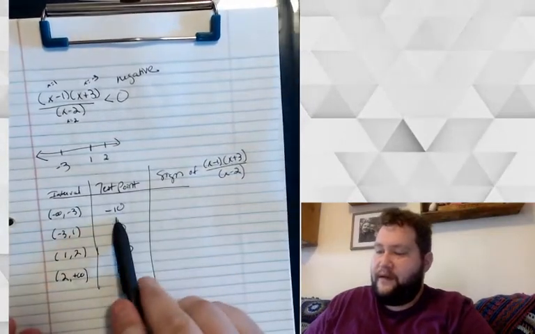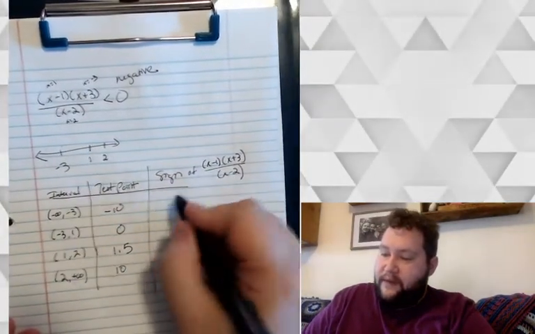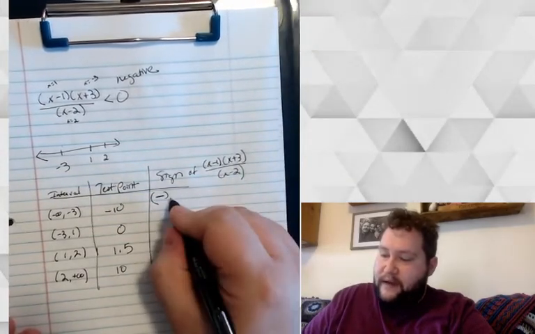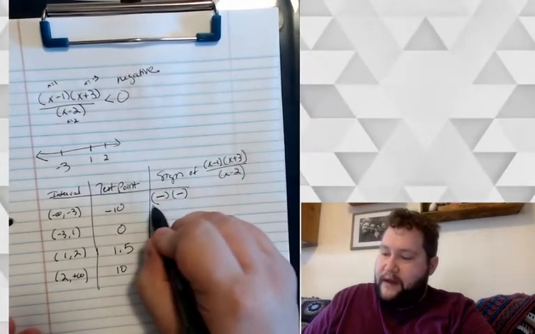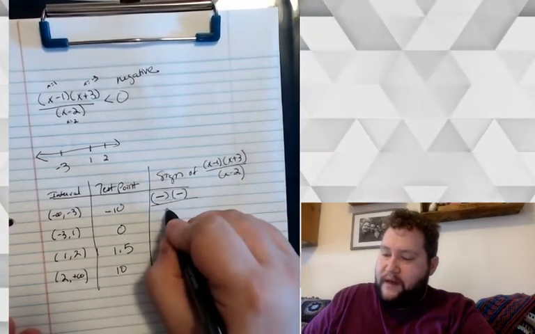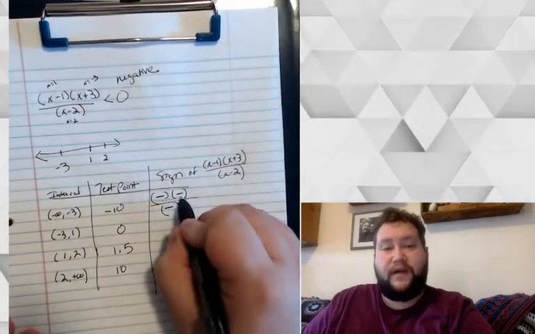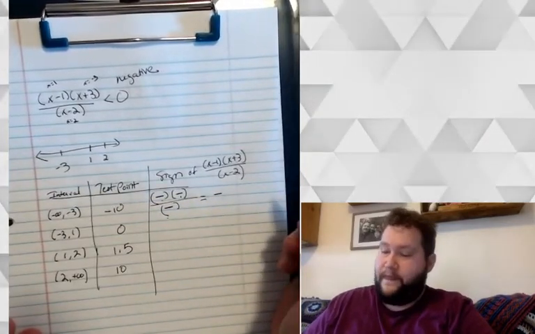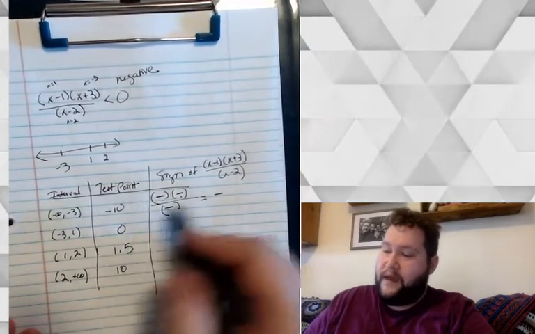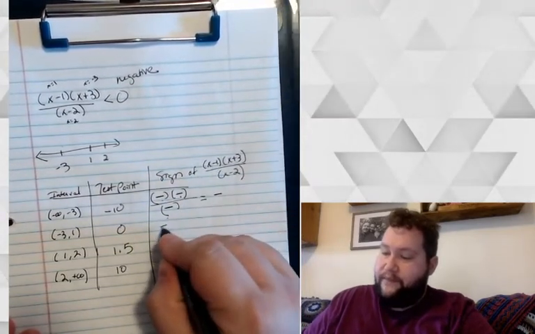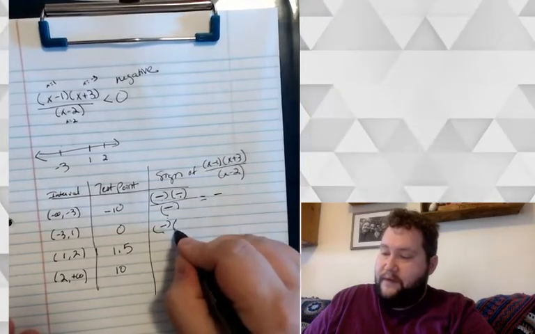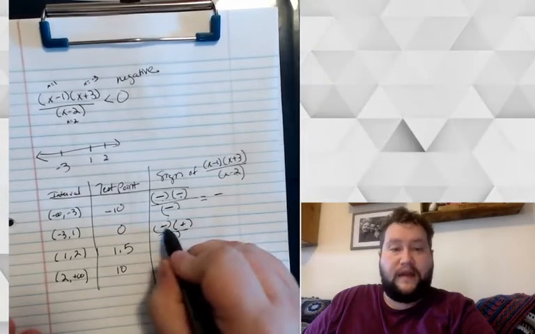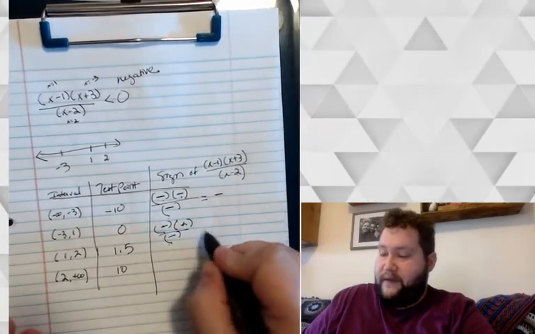What about negative 10? Negative 10 minus 1 is a negative. Negative 10 plus 3 is still negative. Over negative 10 minus 2 is still negative. So we have a negative times a negative, which is a positive, divided by a negative. It's a negative. We try our test point 0. We get a negative. 0 plus 3 is positive. 0 minus 2 is negative. Negative times positive is a negative. Divided by a negative is negative.